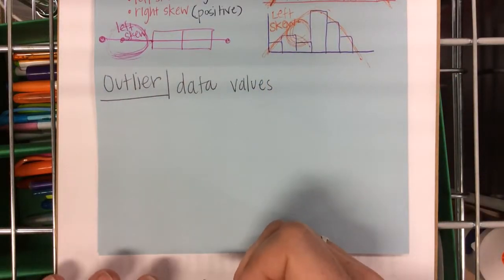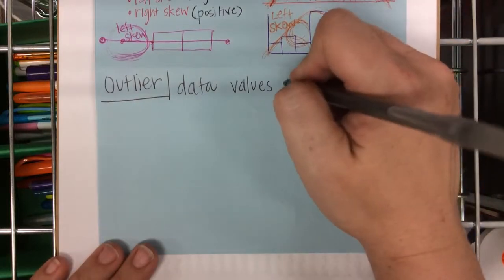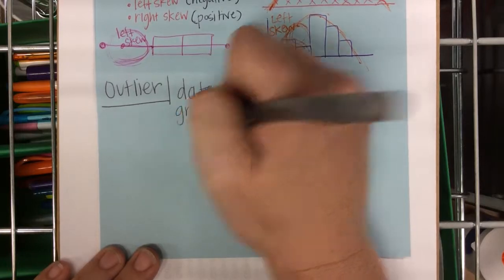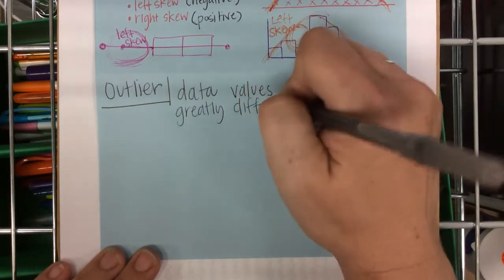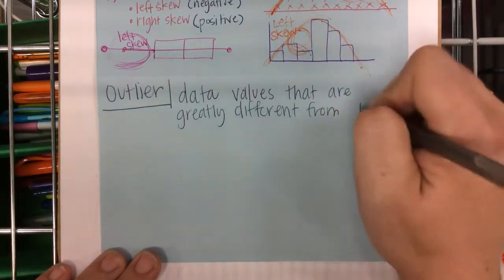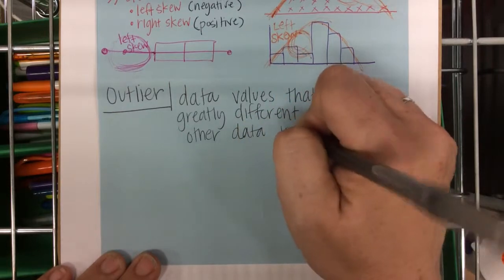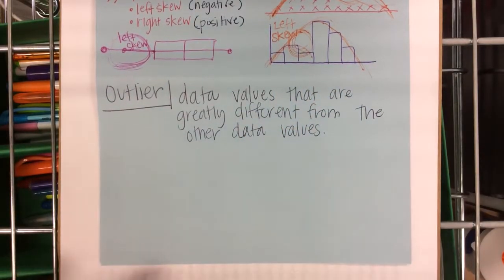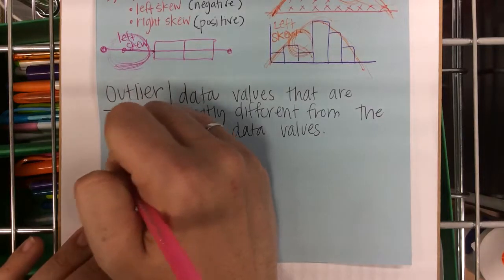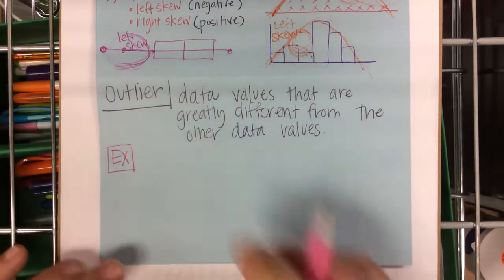So we're on to outliers, and outliers are data values that are greatly different from the other data values. Now, the middle school level of understanding of an outlier is pretty basic. It's just this. Is it greatly different from the other data values? Can you easily identify?